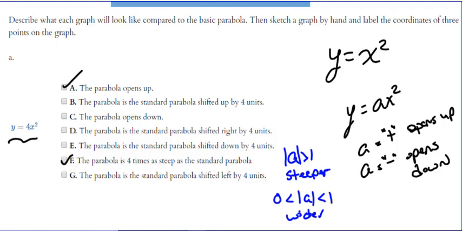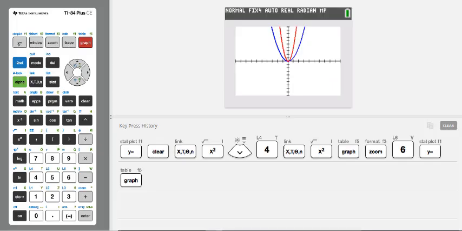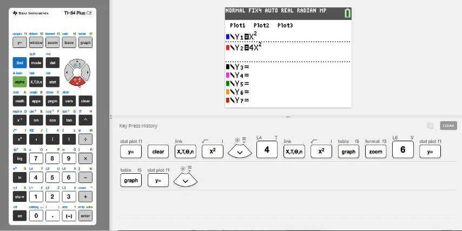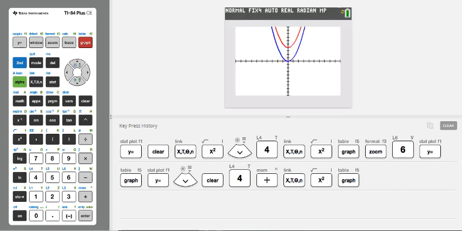Now, the next one that we need to do says 4 plus x squared. So we're going to take this and kill it. We're going to go 4 plus x squared. And we're looking at what the red is doing to it. So graph it. The red is the same size, but it's just shifted up by 4.